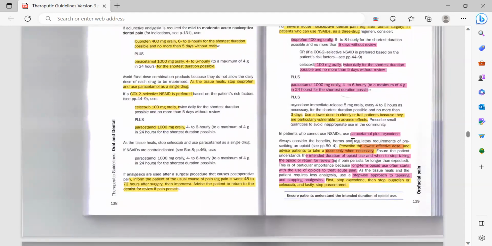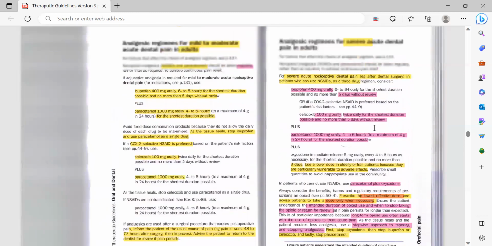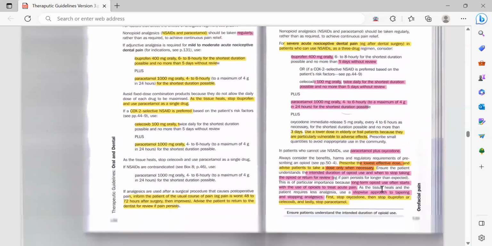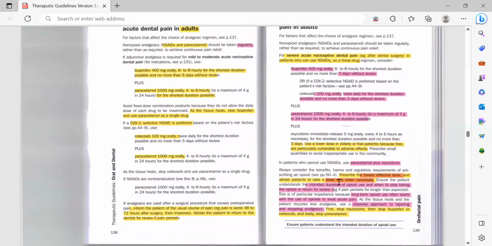Always consider the benefit and the harm profile before prescribing anything, and then prescribe the lowest effective dose and advise the patient to take a dose only when necessary. Okay, so here we read that NSAIDs and paracetamol should be taken regularly, but for the opiates you should only take the dose when necessary.